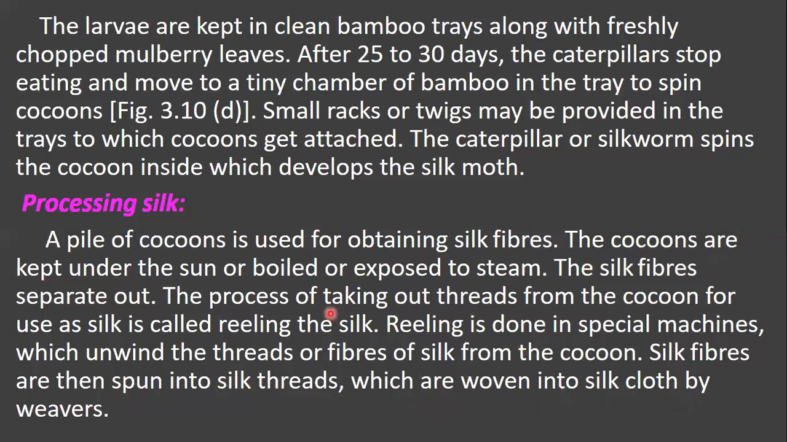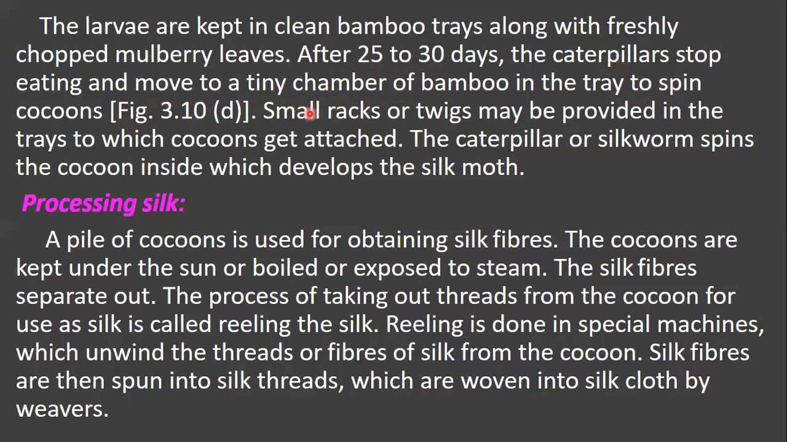Understood children? Here the larvae are kept in clean bamboo trays along with freshly chopped mulberry leaves, because the larvae will eat the mulberry leaves. And after 25 to 30 days, the caterpillars stop eating the mulberry leaves and they move to a tiny chamber of a bamboo. Means it is a small room of a bamboo, and in the tray to spin the cocoons.